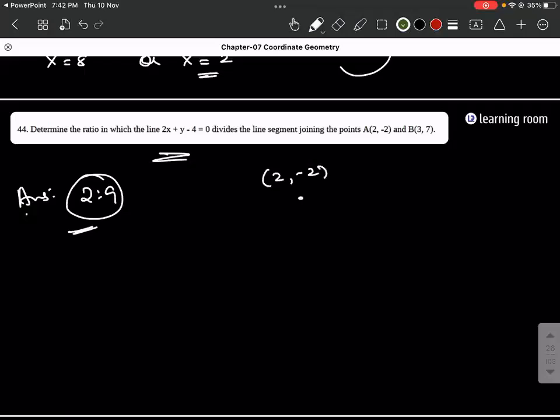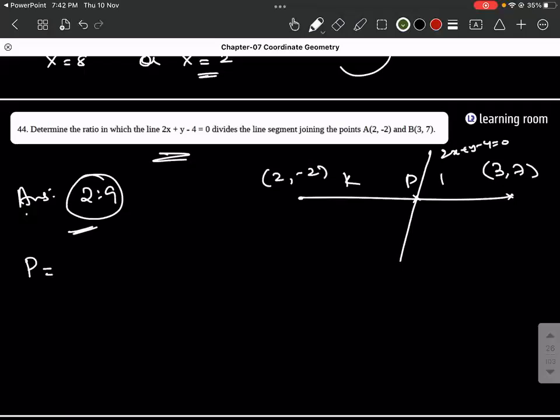See, it's similar to the problem that we did previously, no? 3, comma 7. If I take a point P here, which is dividing the ratio k is to 1. So this line is there, no? 2x plus y minus 4 is equal to 0. It's the same problem, I think, right? So 2x plus y minus 4 is equal to 0 is passing through this point. So how would you calculate P? P will be equal to 3k plus 2 divided by k plus 1, comma 7k minus 2 divided by k plus 1.